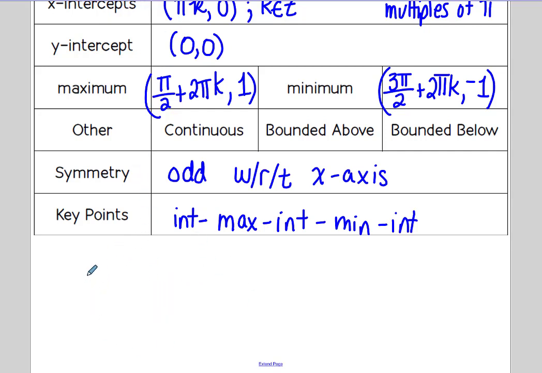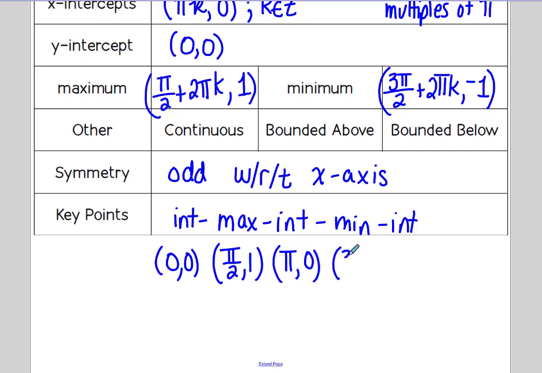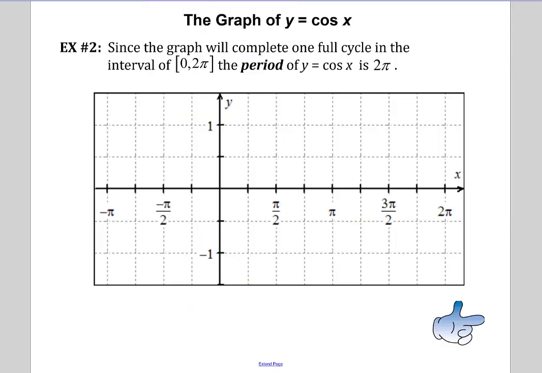And on the first period of the sine curve, the intercept is at the origin, the maximum is at pi over 2, the next intercept is at pi, the minimum is 3 pi over 2, and the last intercept is at 2 pi. So we're all the way back to the beginning to have one complete cycle or one period. So that's our sine curve, and that's one of our parent functions.